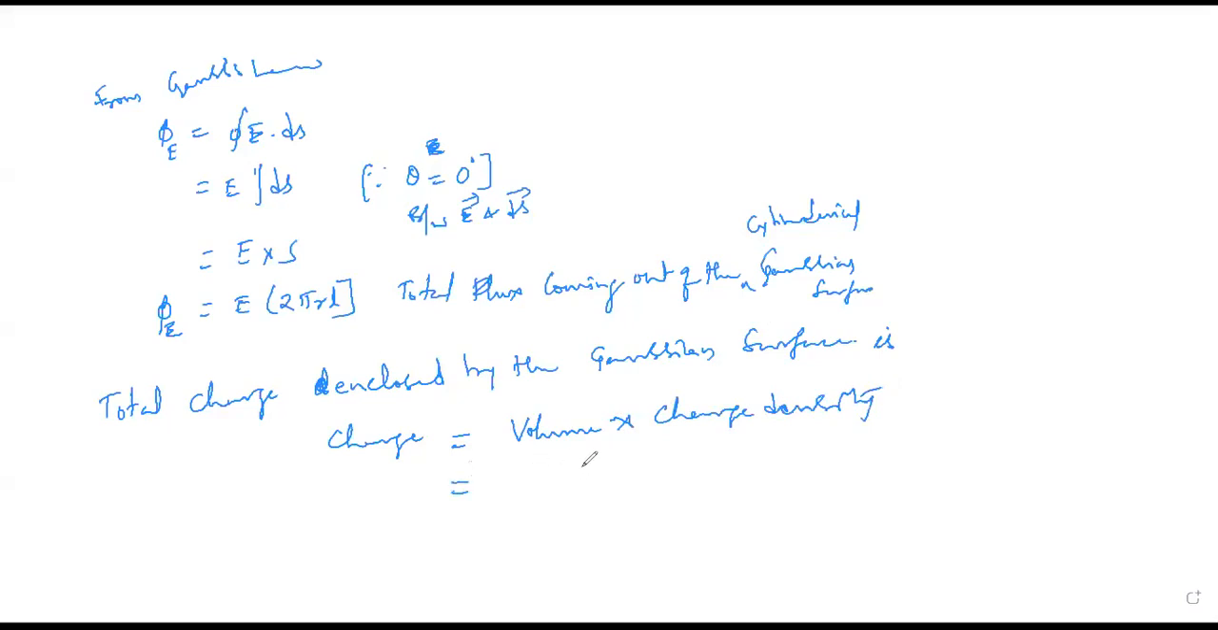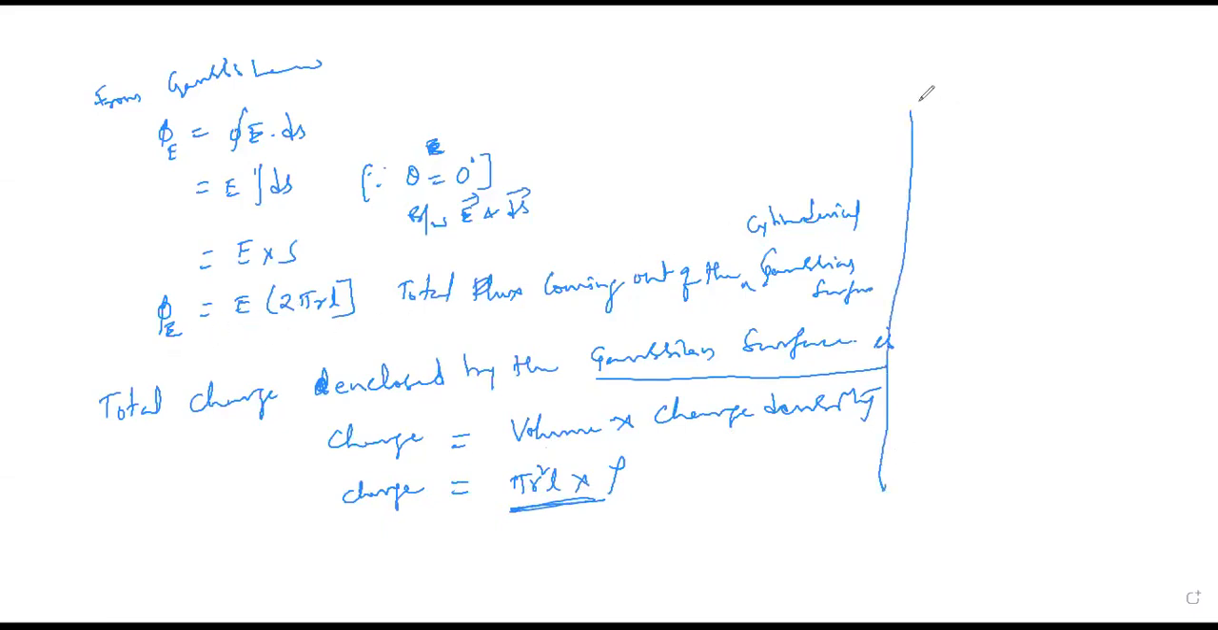So what is the volume of the Gaussian surface? We are writing total charge with respect to the Gaussian surface only. With length L, the volume should be pi r square L. Into the charge density we assumed at the start, that is rho. So from Gauss law, this is the total charge with respect to the Gaussian surface: pi r square L into rho. Now take this and substitute it in the equation.